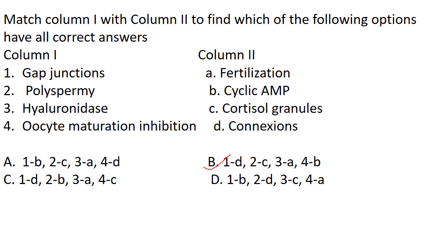We will see. 2C. Then hyaluronidase is during fertilization. So 3A. And oocyte maturation inhibition by cyclic AMP involves cyclic AMP. So 1D, 2C, 3A and 4B. Answer is option B.